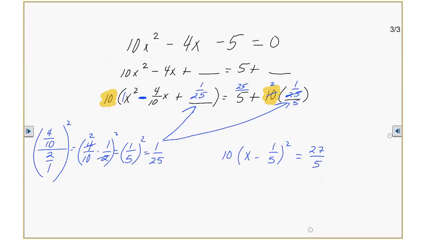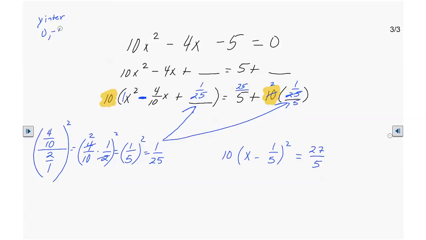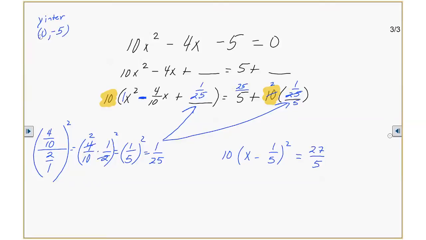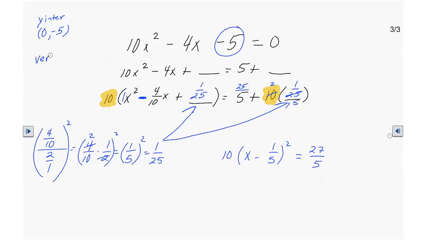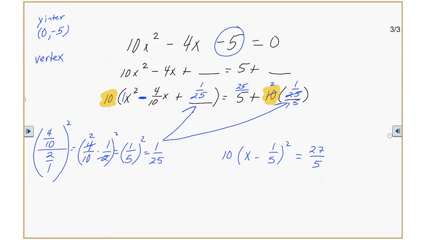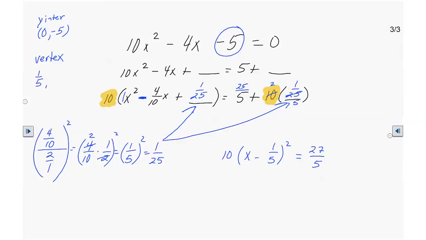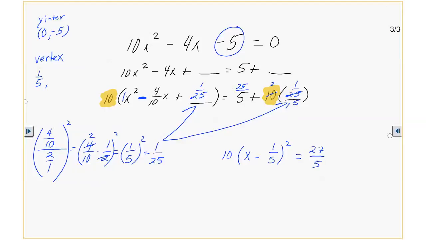So we've got our y-intercept is (0, -5), because that's always going to be your y-intercept. And then our vertex is going to be positive 1/5 and negative 27/5.